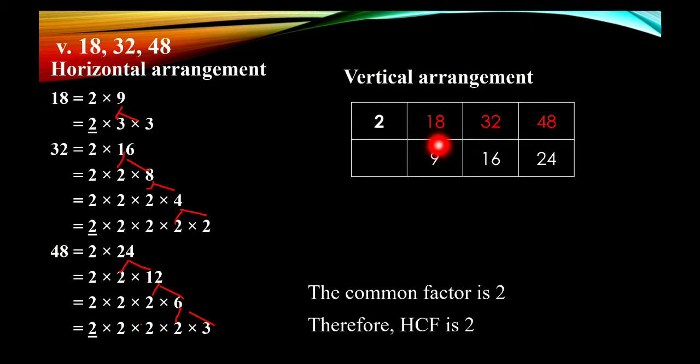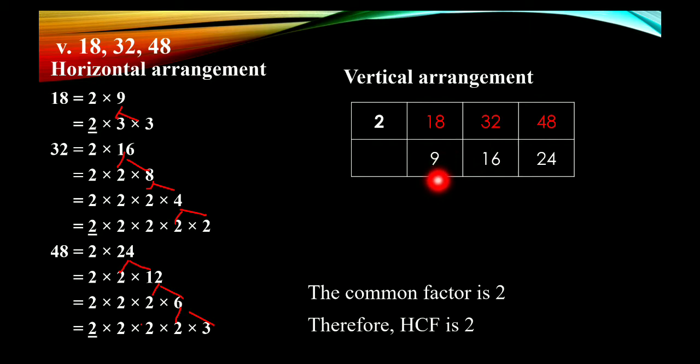So we have 18, 32 and 48. All 3 numbers are divisible by the 2 table, so I am going to divide by 2. 2 9s are 18, 2 16s are 32, 2 24s are 48.